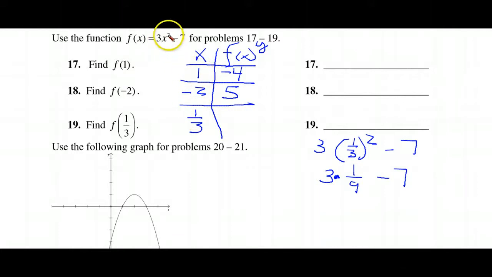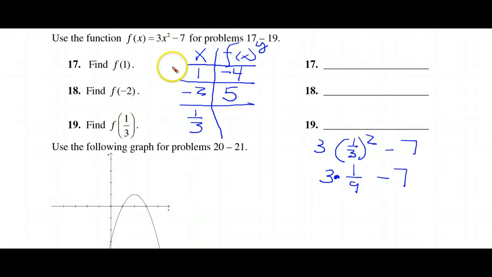1 squared is 1. 3 times 1 is 3. Minus 7 is a -4. Now -2 squared is a +4. 3 times 4 is 12. Minus 7 is 5. And this next one can be confusing.